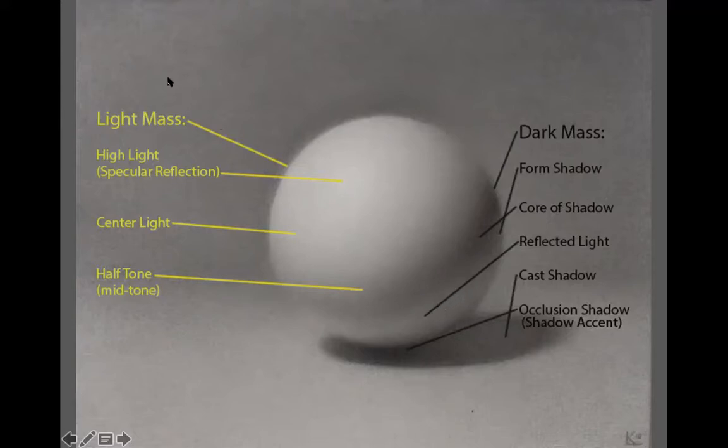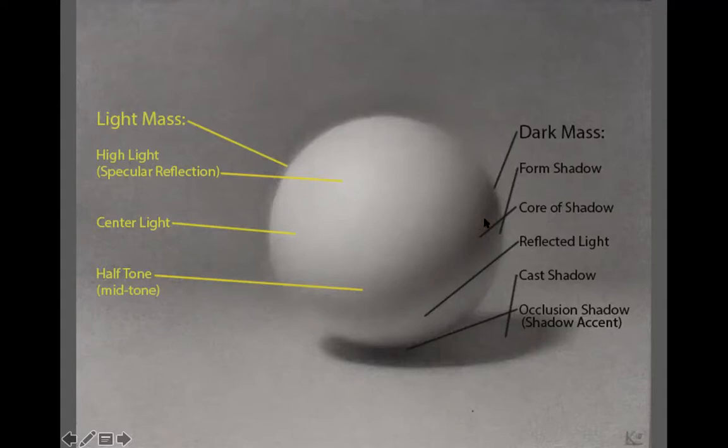When light has to bounce off a surface, it loses some of its intensity. So what happens in an object illuminated by a single light source is it goes into shadow, but then there's light that reflects back into it. And it creates in the shadow mass of an object what we call the reflected light. Reflected light here, and then what we call here the core of the shadow.